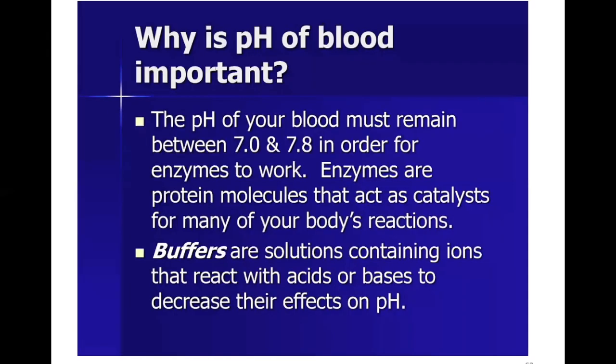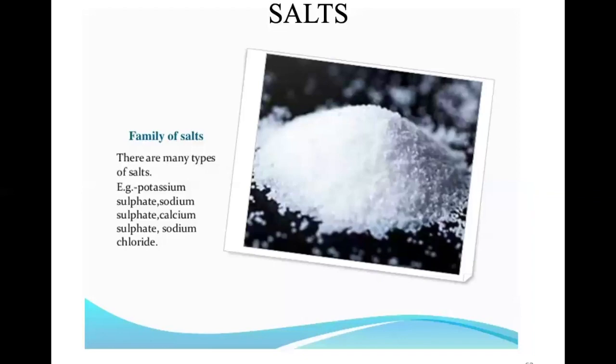Why is the pH of blood important? हमारे blood का pH कितना है? 7.0 to 7.8. और जितने भी enzymes हैं, proteins हैं, catalysts हैं, वो सब इसी range पे काम करते हैं. We are not going for the buffer solutions. Okay. Now the last topic of this is salts.